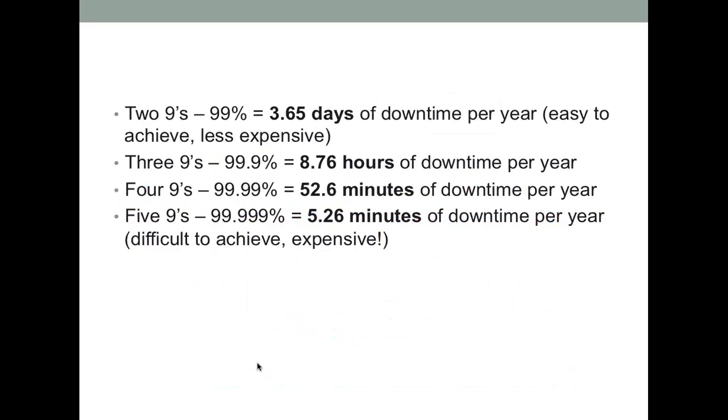Theoretically, you could have one nine, but who is guaranteeing only 9% availability? I'm fine with that, because we're not talking downtime here. I'm in for a 9% availability agreement because a single point of failure for days, I don't care. But we typically start at two nines, right? So 99%, 99.9, 99.99, 99.999.